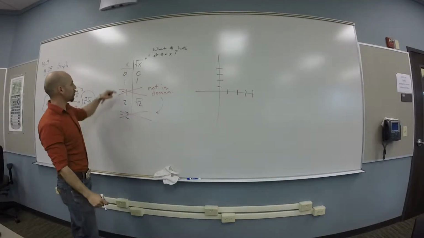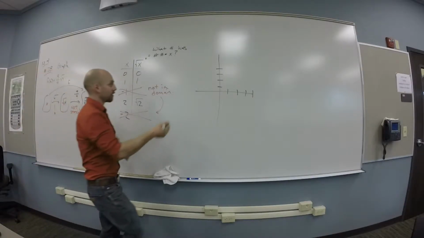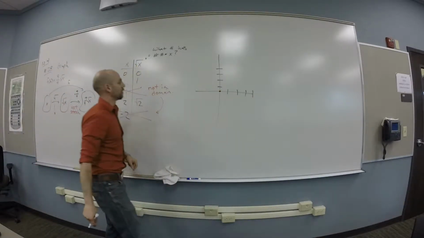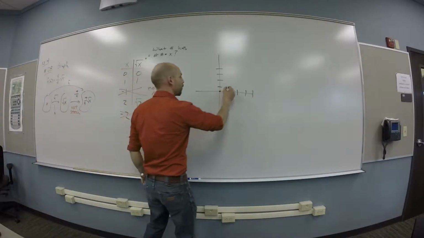Okay, so some of these I can draw, right? 0, 0, where's that go? Right in the middle? Over 0, up 0, right? How about 1, 1? Over 1, up 1?